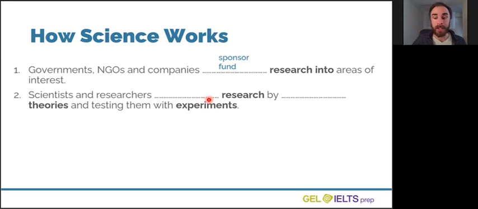The correct answer is carry out or conduct. If you wrote do, that's also correct. So conduct research, carry out research, do research. Okay, let's look at the next space. Look at the next question below this video and can you write the verb in the correct form to complete the second space in sentence 2?